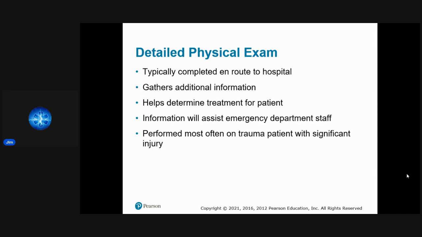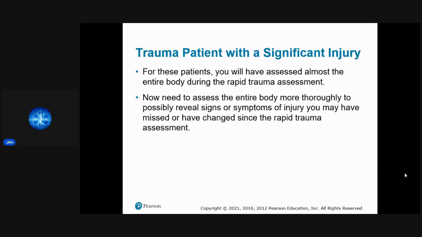Performed most often on traumatic patients with significant injuries. So this is a secondary, more detailed physical exam. It's a repeat of the head to toe. It's just we're moving slower. We're really looking in detail for that DCAP-BTLS. Trauma patients with significant injury. You will assess almost the entire body during the rapid trauma assessment.